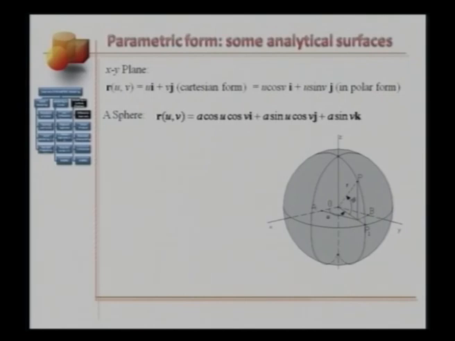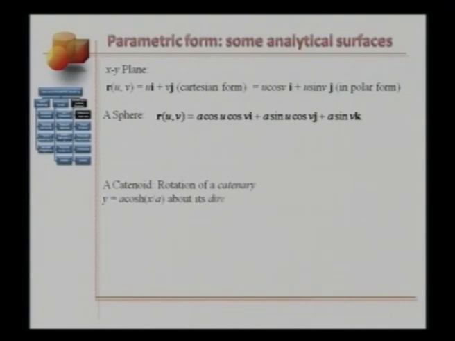This is how a sphere looks, you know that. As the third example, we have a catenoid, which can be constructed via the rotation of a catenary, which is given by y equals a hyperbolic cosine of x over a, and the rotation is about its directrix, say the x-axis.